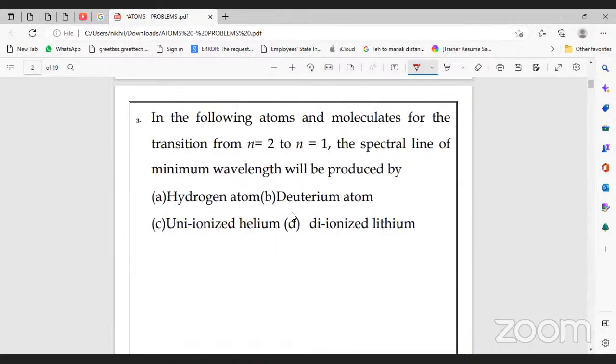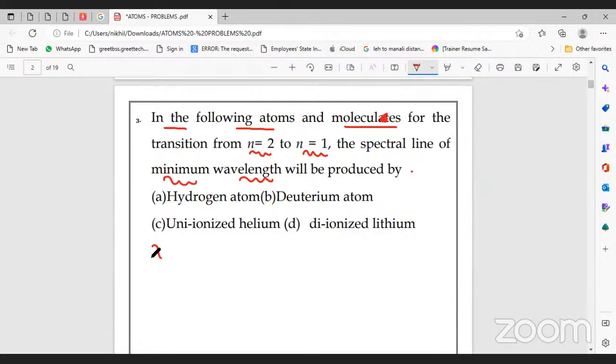Let's come to the third problem, students. In the following atoms and molecules, for the transition from 2 to 1, the spectral line of the minimum wavelength will be produced by.